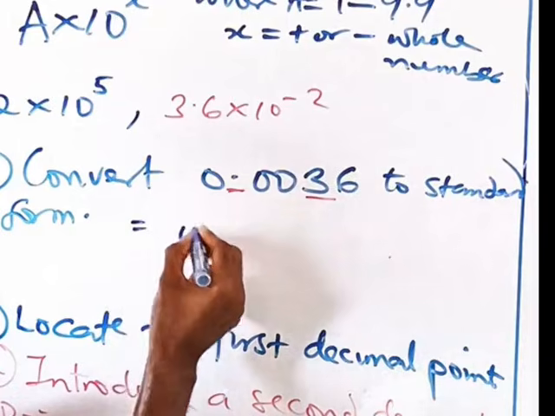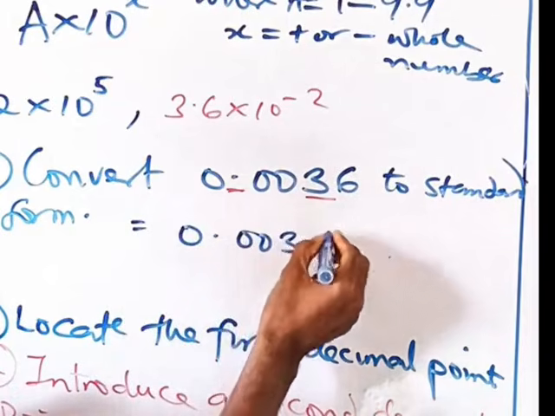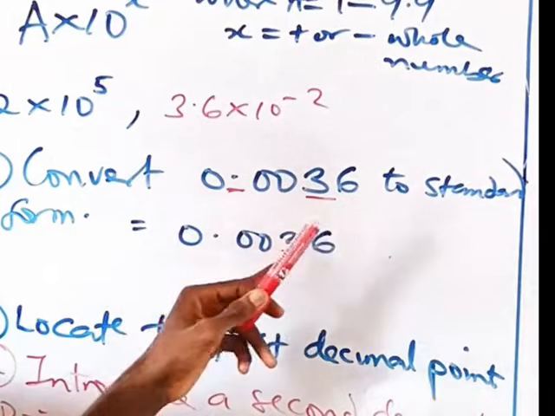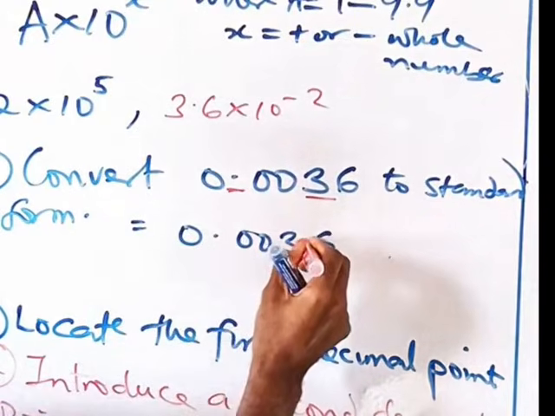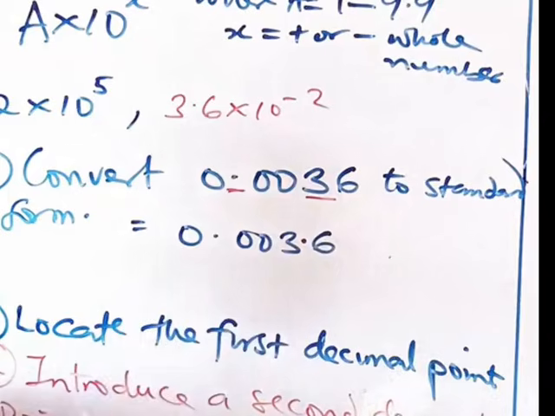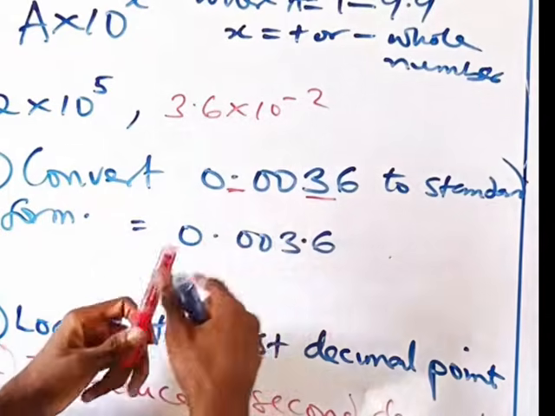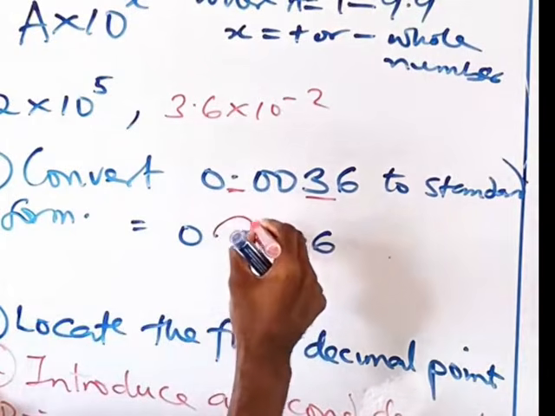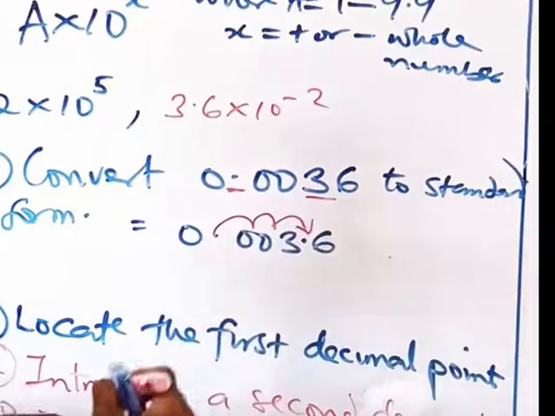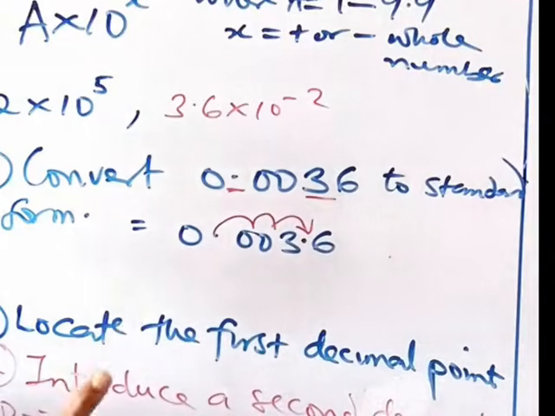So that's going to be 0.0036 point. That is my second decimal that I have introduced there, right? Then the next thing says count from the first to the second decimal. So I'm going to do 1, 2, 3. So take note of that 3.